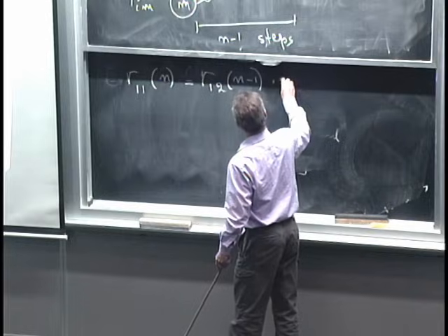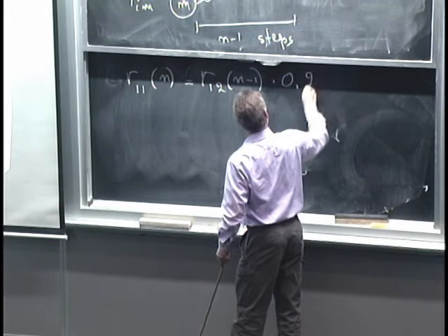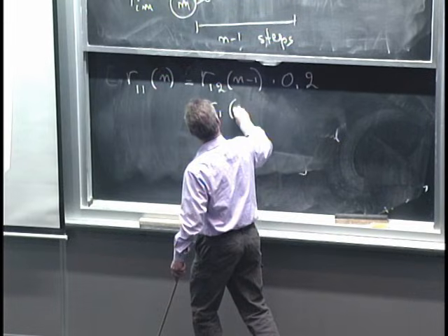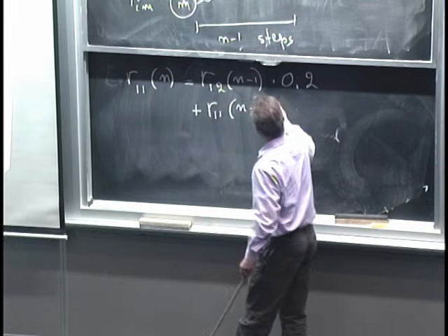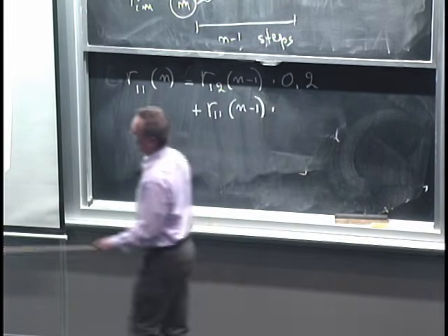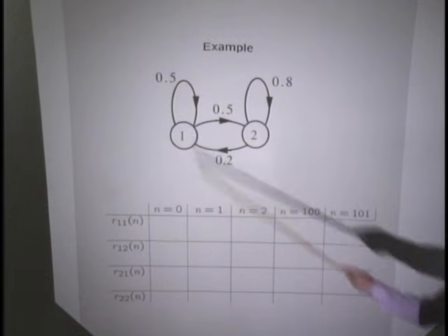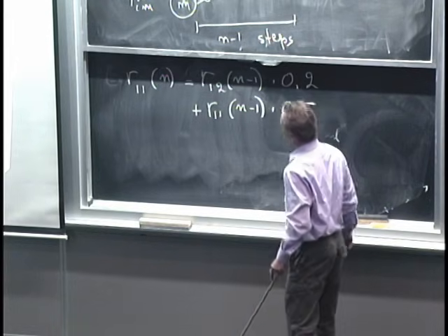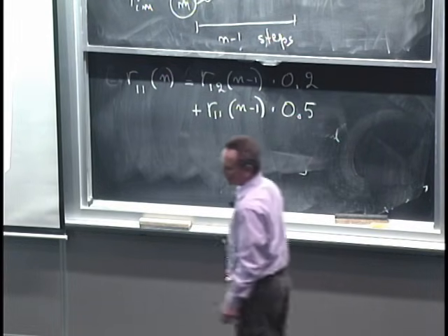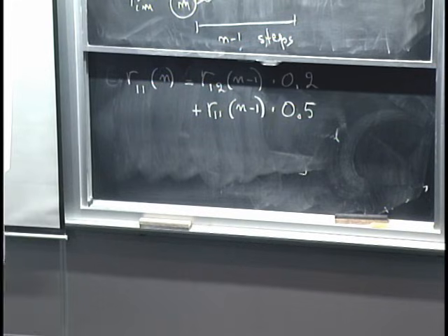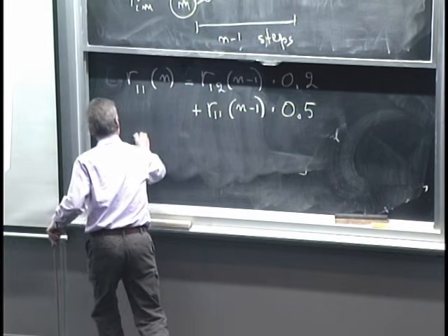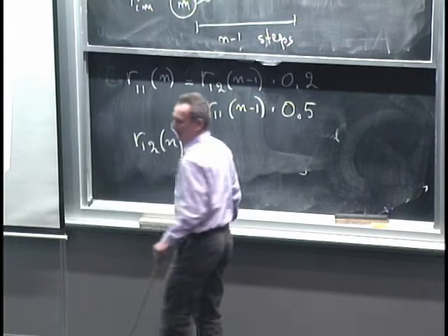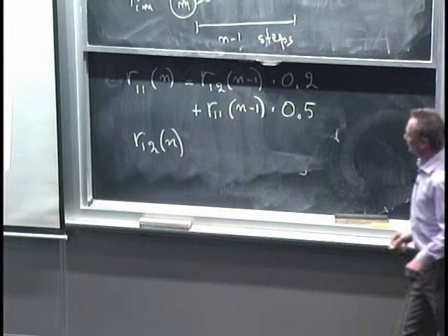Why did I put 2 there? Anyway, 0.2. And another way is that from state 1, I go to state 1 in n minus 1 steps. And then from state 1, I stay where I am, which happens with probability 0.5. So this is a recursion for r11 of n. Now r12 of n, we can write a similar recursion for this one.